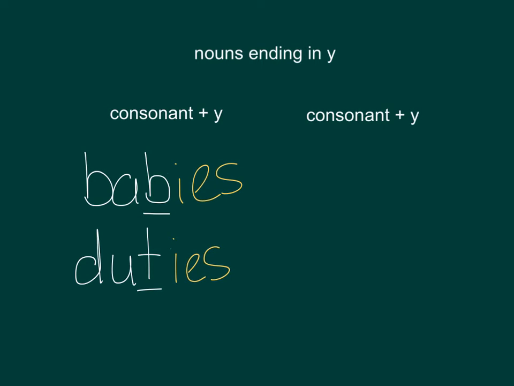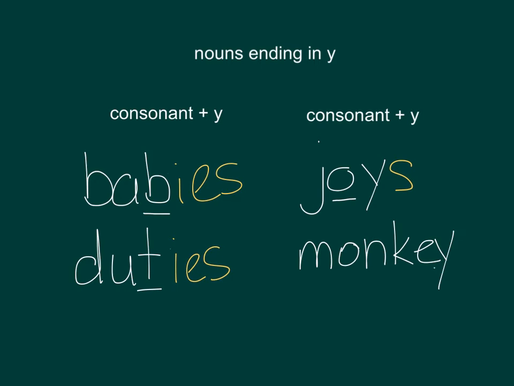In another example, we have the word joy. The word joy also ends in Y, however, the letter before Y is a vowel. In this situation, we only need to add an S. The second example for this one would be the word monkey. In the word monkey, once again, the letter before the Y is a vowel and all we need to do is add an S.